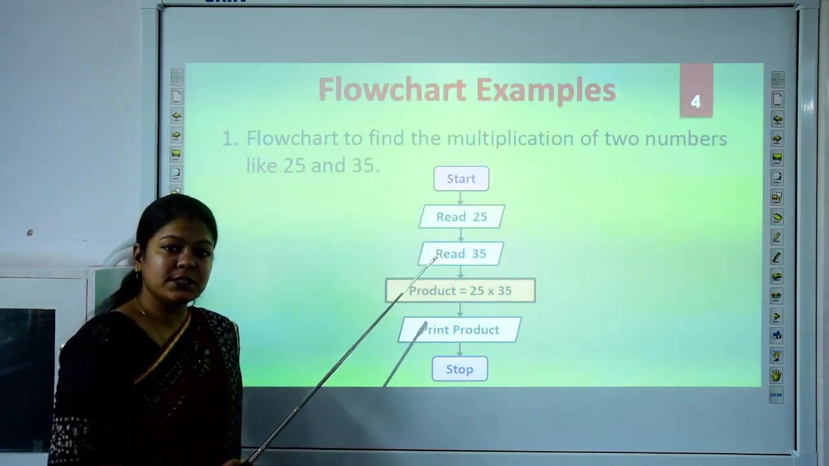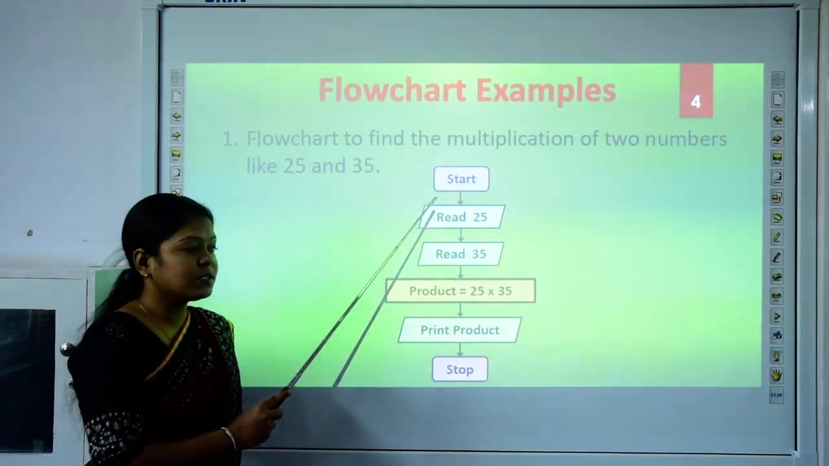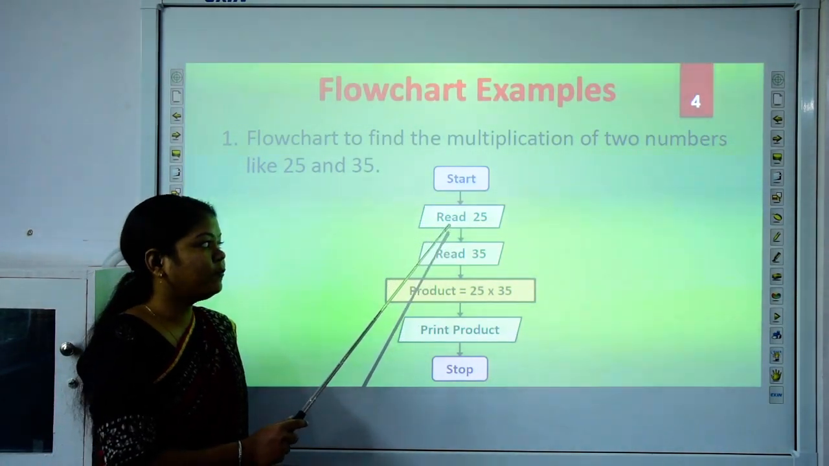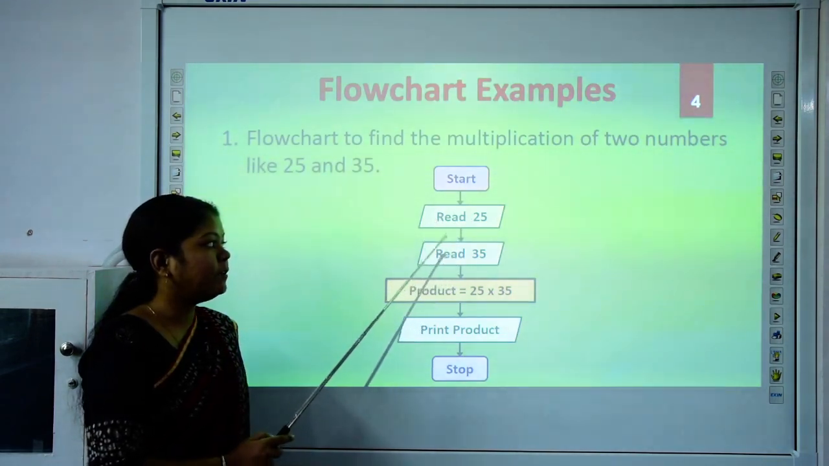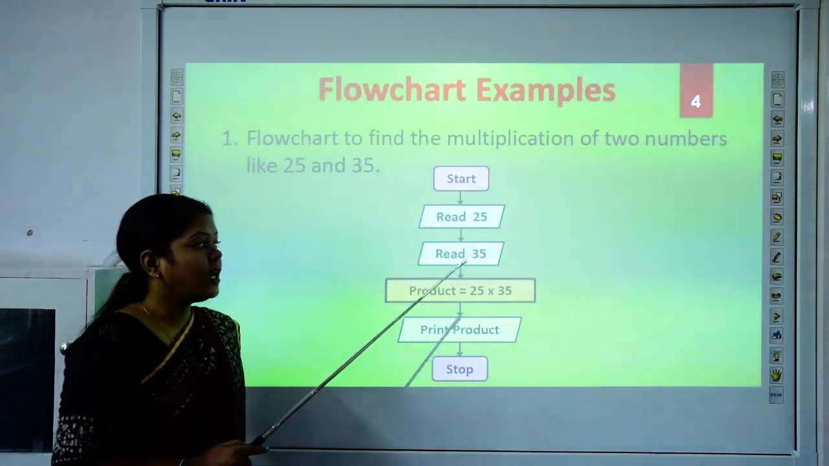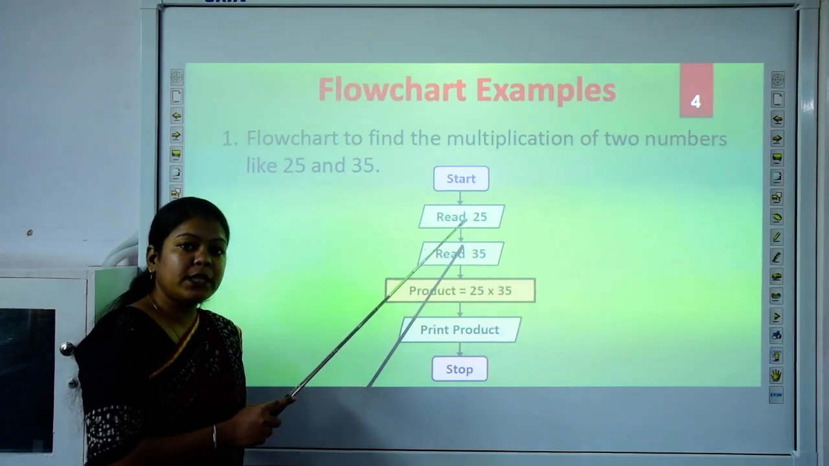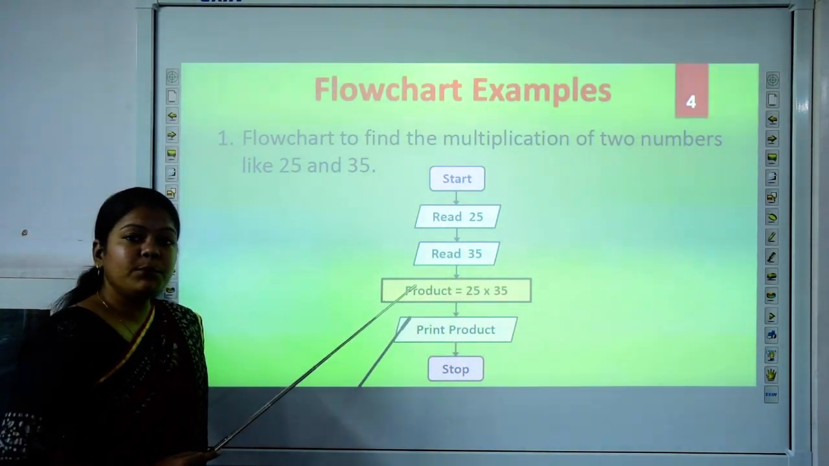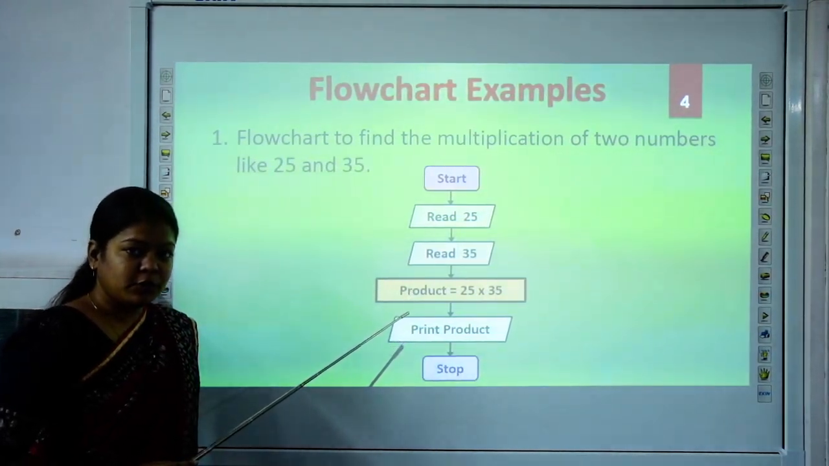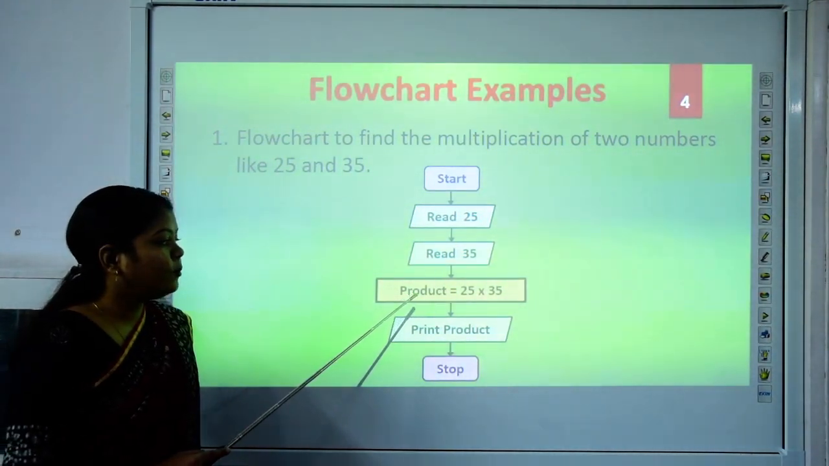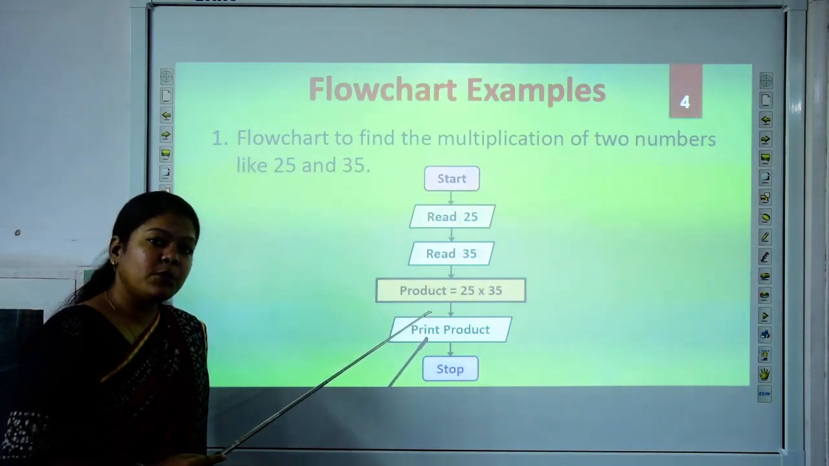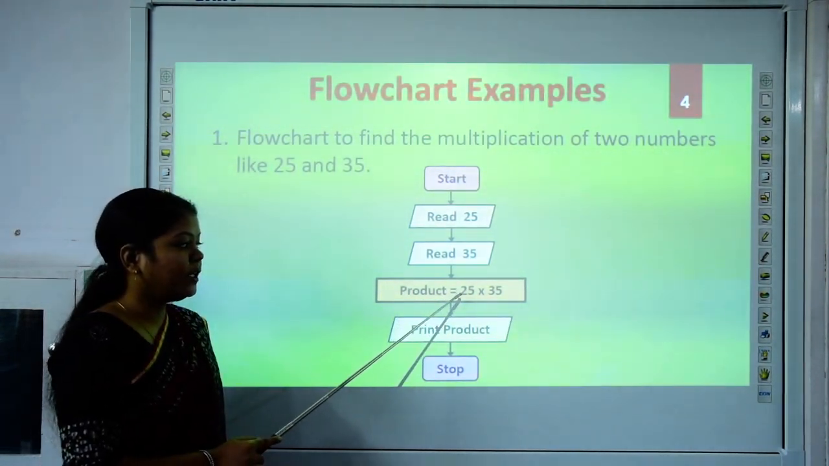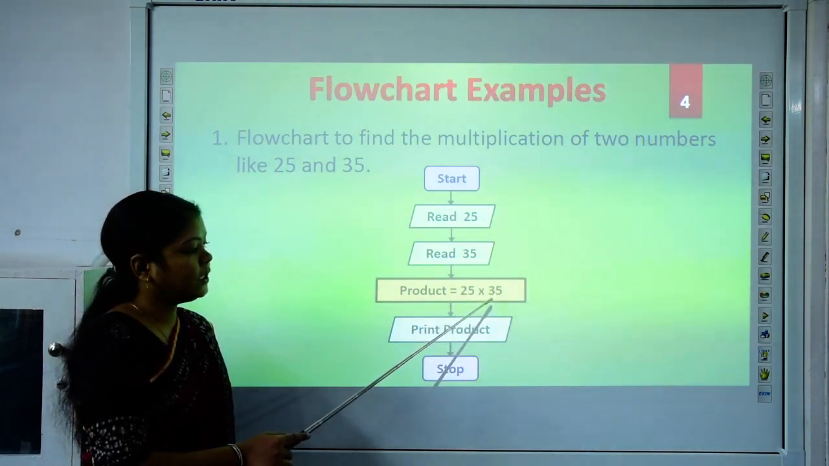We have already learned the symbols of flowchart. This is your start box and this is the symbol of input box to take the input. So, here we have to write read 25, read 35, and between the two symbols we have to draw the flow line to connect one symbol to another symbol. Okay. Next, to find the multiplication, we have to write the formula of the multiplication. Here we have to write product. Product is a synonym of the multiplication. Okay. So, we have to write product equal to 25 multiplied by 35.